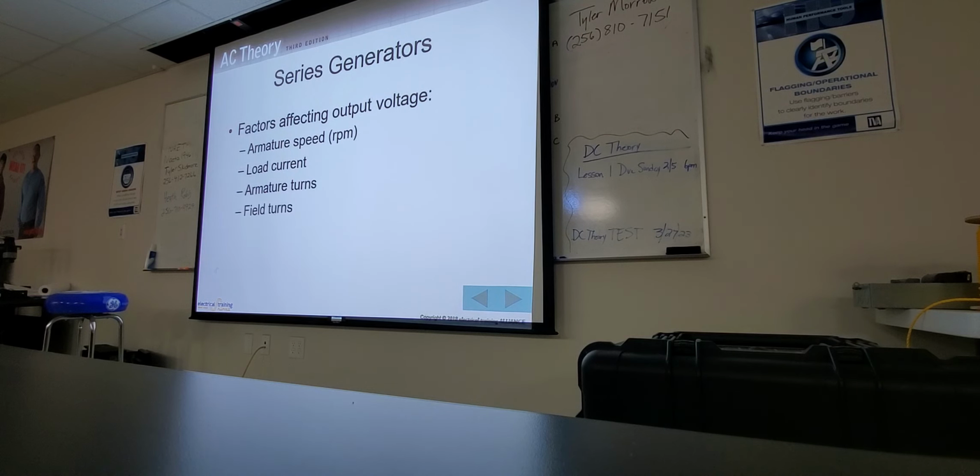Factors affecting the output voltage are the armature speed in RPMs, load current, armature turns, field turns, diverter adjustment, and the magnetic core saturation.